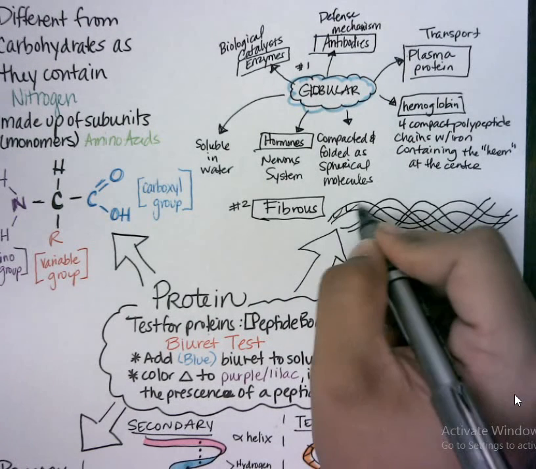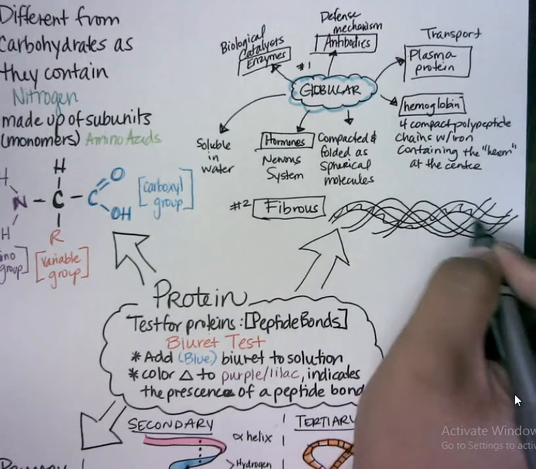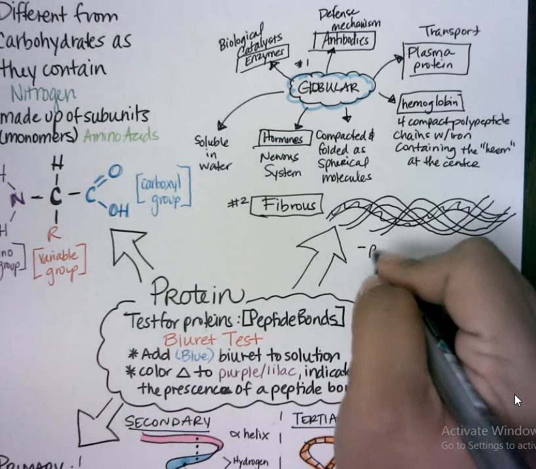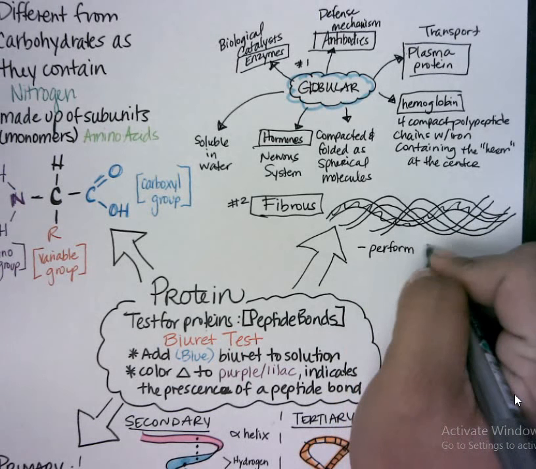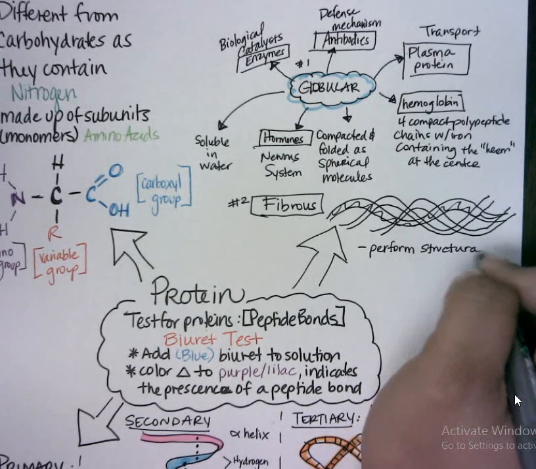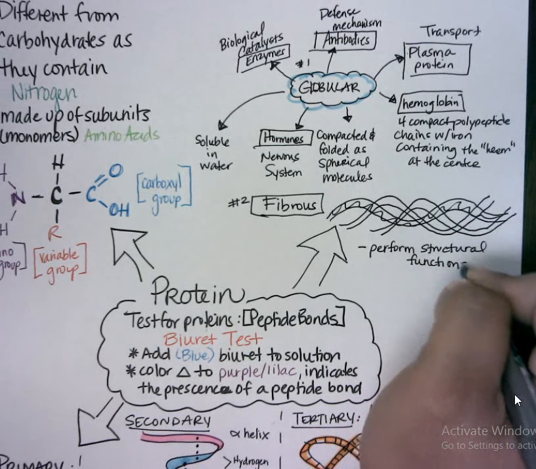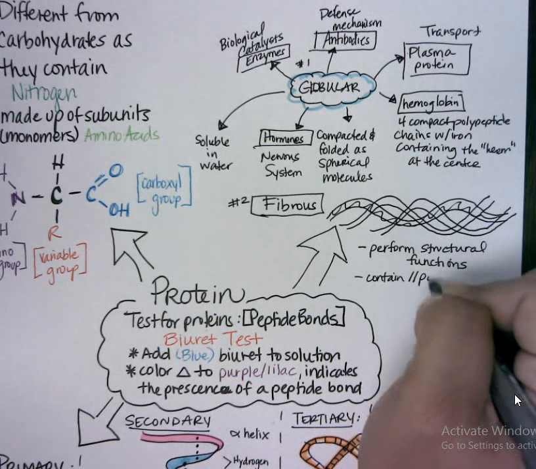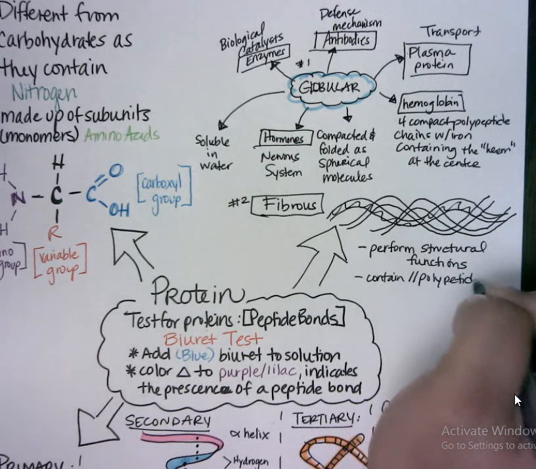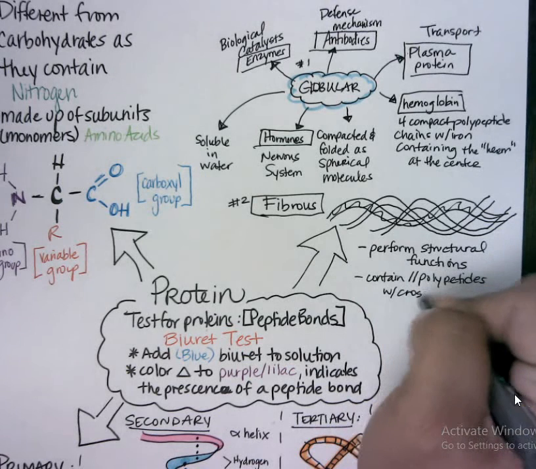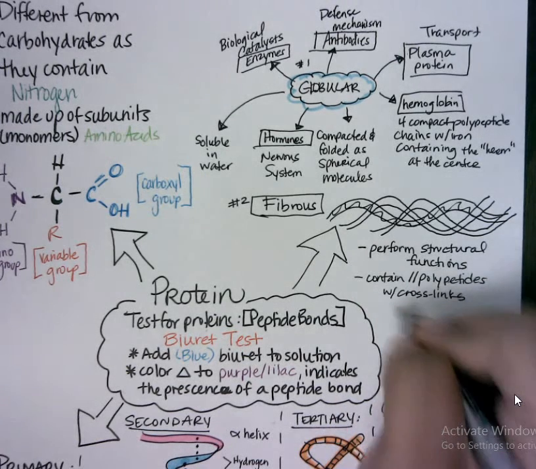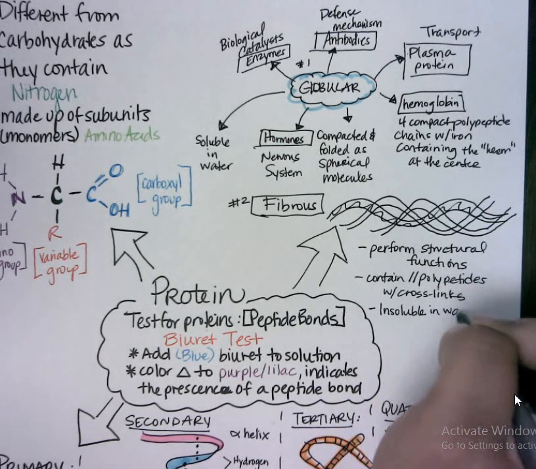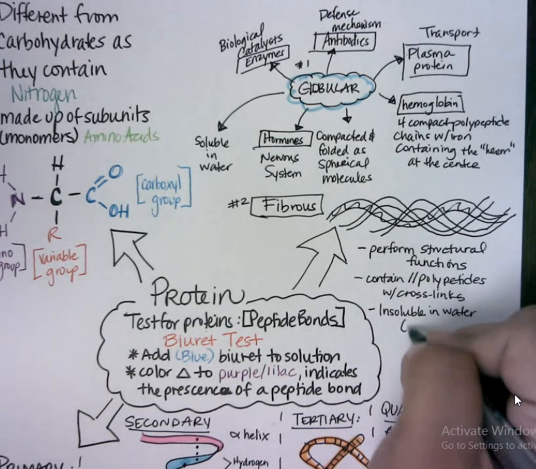Then you can actually show all the fibers in there if you'd like. All right, so fibrous proteins perform more structural functions. They contain parallel polypeptides with cross-links, so that's why you can see that rope-like structure. And these ones are actually insoluble in water. And that is because of them being used structurally.